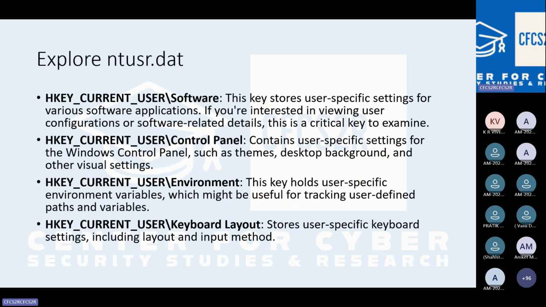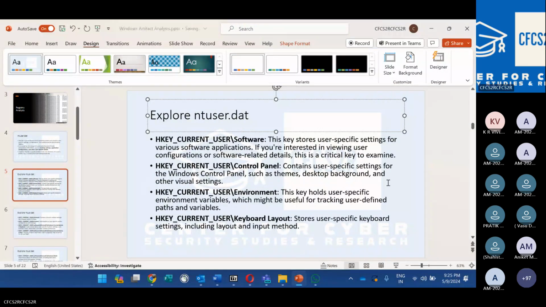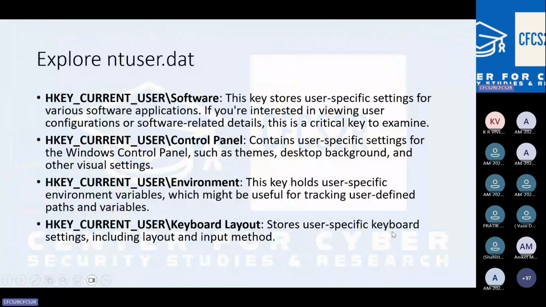When we talk about ntuser.dat, there is a spelling mistake here. So, explore ntuser.dat. We will be exploring the different functionalities available in ntuser.dat. I have specified certain areas which you can use to find out what functionality is available. In HKCU\Software, as we have already discussed, this will tell you which specific software applications have been installed on the system.